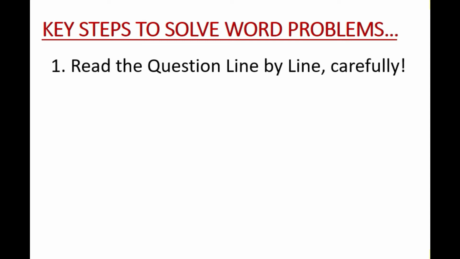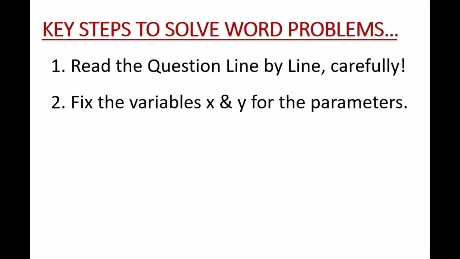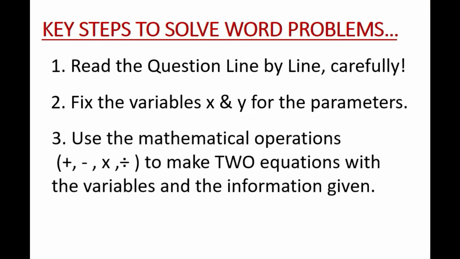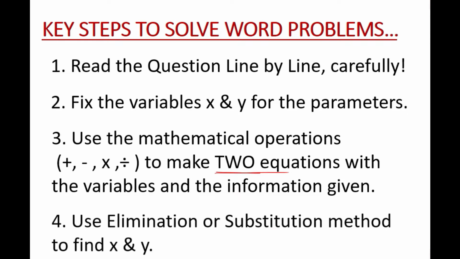Before we start, we should have an idea about the key steps to solve word problems. Step 1. Read the question line by line carefully. Step 2. Fix the variables x and y for the parameters after reading the question. Use the mathematical operations, addition, subtraction, multiplication or division. We should be able to create two equations from the data given. Use elimination or substitution method to find x and y. Make sure you know how to use the elimination and the substitution method.